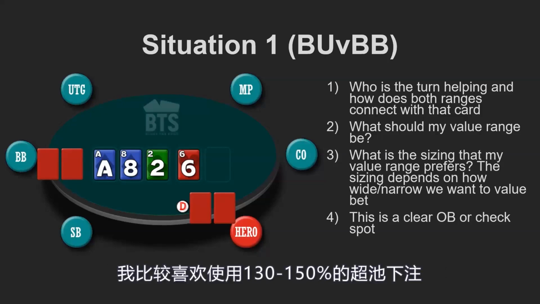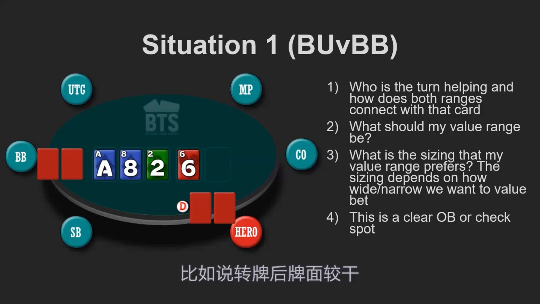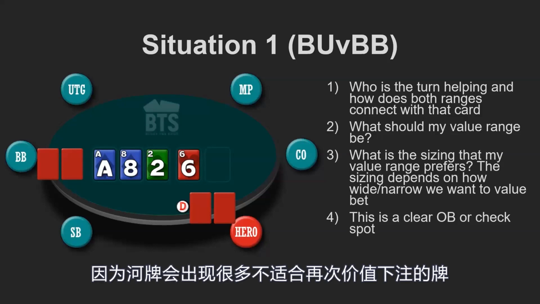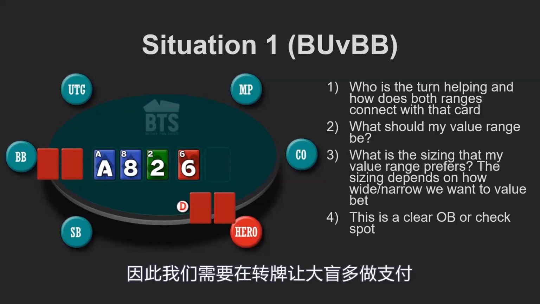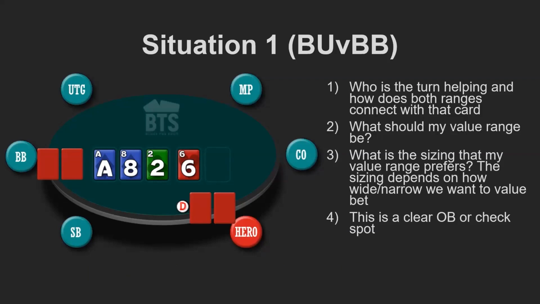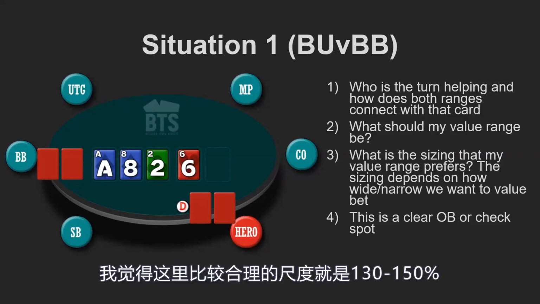So basically what I would do is stick with something like a 130 to 150 sizing. Let's say the turn is a bit drier, so it doesn't bring a second flush draw, we could go something like 130. And then let's say the turn is the 7 of clubs. Then we can just size up a bit on the turn, because there are going to be so many rivers where we cannot value bet anymore, so we want to charge the big blind's range on the turn. So something between 130 and 150 makes a lot of sense here.